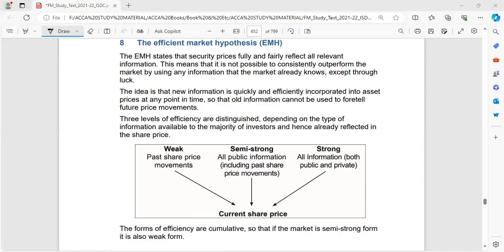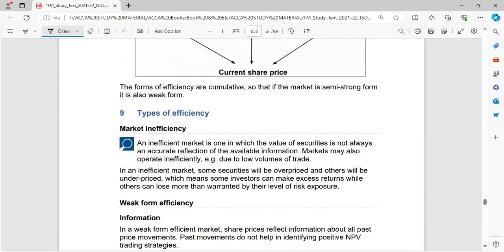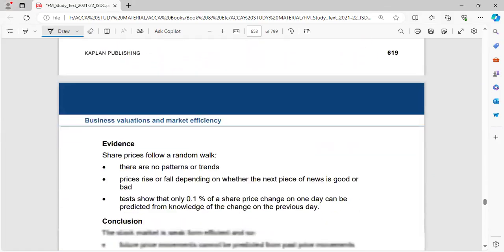Next one is strong form of market, where there will be no private information. All information is published by the company and all information is easily available for the public. So this is called a strong form of efficiency. In this market, no one can earn abnormal profit. So these are called different types of efficiencies.